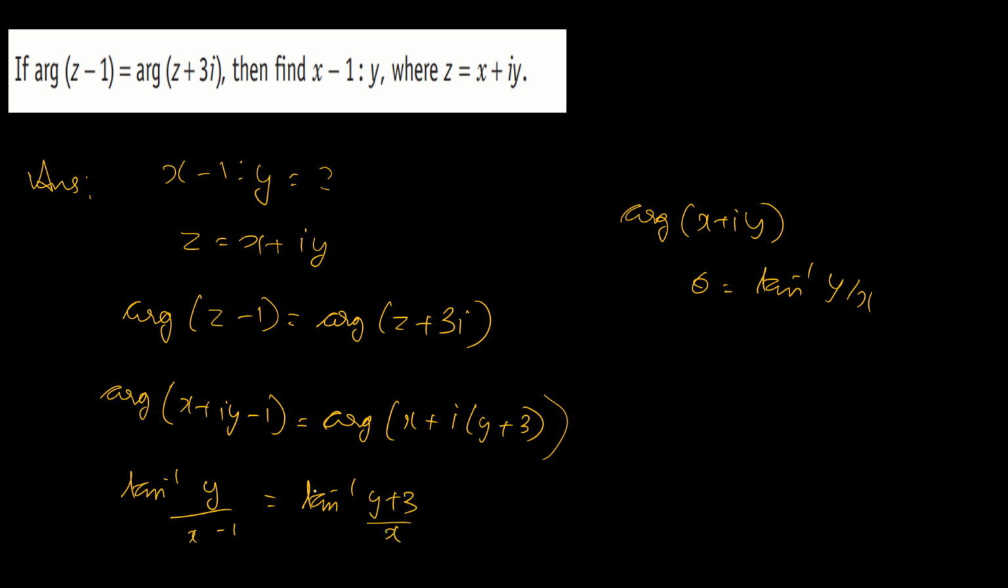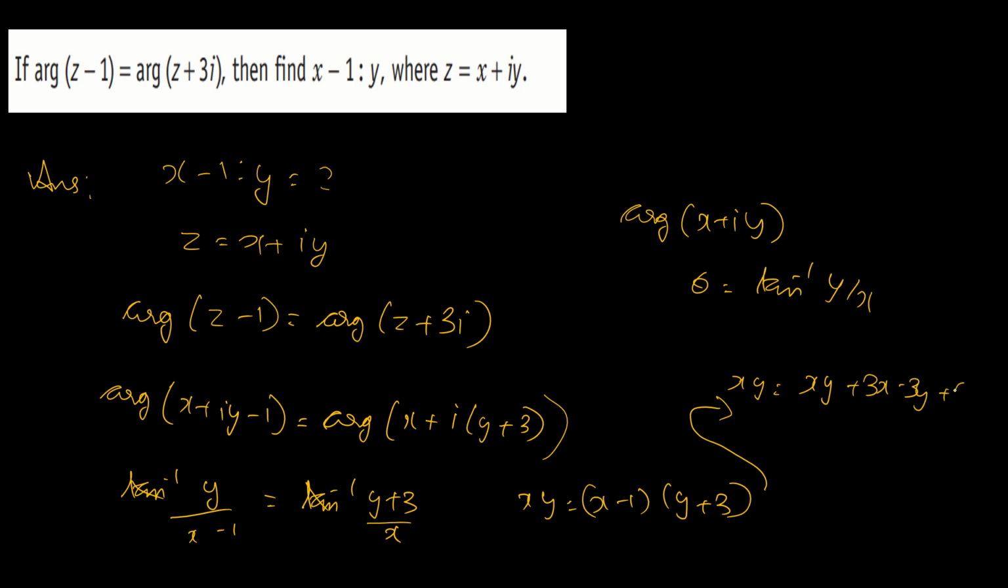Okay, let's cancel this out. We get xy is equal to (x minus 1) into (y plus 3), right? Okay, so I'm going to continue like this. xy is equal to xy plus 3x minus y minus 3. Okay, xy we can cancel out.